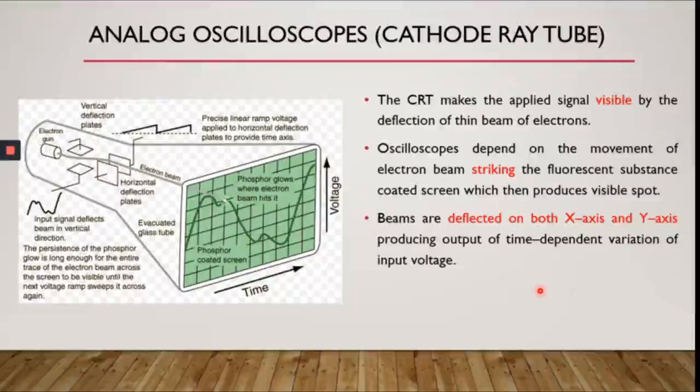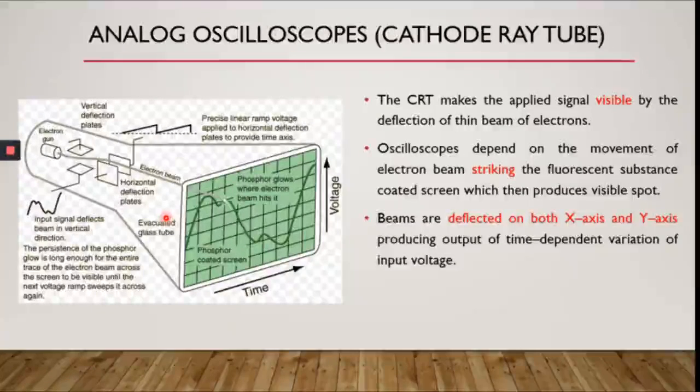Now let's look at the basic construction of an analog oscilloscope, focusing on the cathode ray tube type, or CRT. So this is a basic representation of a CRT. The whole component, or the whole equipment itself, inside it is an evacuated glass tube. Basically, it's a vacuum glass tube inside this.